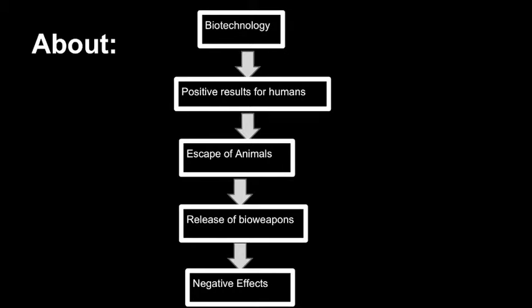So Escape of Animals will mainly be talking about GM salmon. It's when biotechnology is applied to salmon and they create genetically modified salmon, which stands for GM salmon. This creates positive results for humans, which means more income. But when these animals escape, it's kind of releasing bioweapons, in that these fish can easily take over the native fish and the local ecosystem, and it will have negative effects. So we'll explain that more in depth in this video.